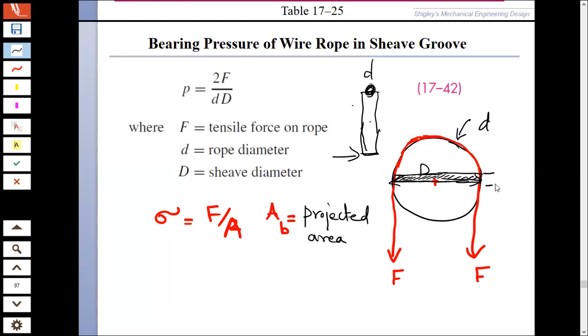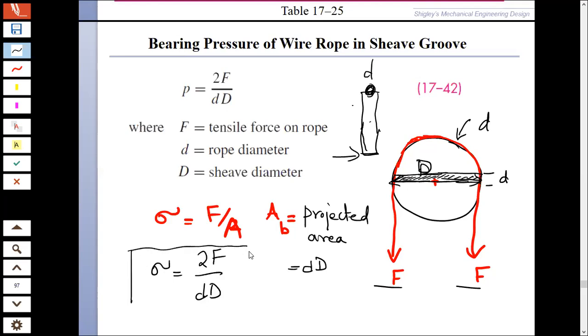Where this dimension is d and this dimension is capital D. So हमारा जो projected area है that is d times D. ठीक है जी. Now your sigma जो है सिग्मा आपके पास किस चीज के बराबर होगा? सिग्मा विल बी इक्वल टू व्हाट? F by dD. एफ बाय डी टाइम्स डी.